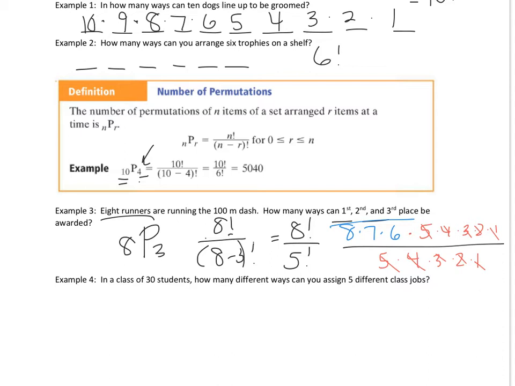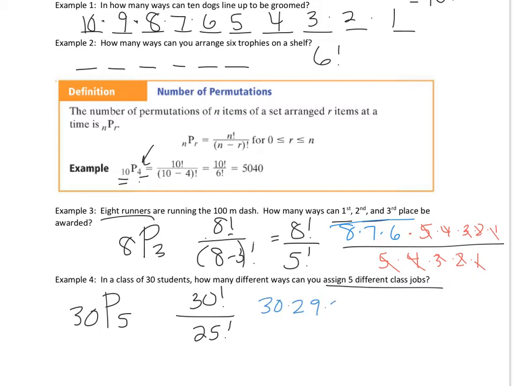And then down here, in a class of 30 students, how many different ways can you assign 5 different class jobs? Because there are different class jobs, the order matters. So it's 30 P 5. So this is going to be 30 factorial over 25 factorial. And then again, this is going to be 30 times 29 times 28 times 27 times 26 times 25, etc. And on the bottom, it's going to be 25 times 24, etc. So it's going to cancel out. So then you're going to be left with 30 times 29 times 28 times 27 times 26. And you can do that in your calculator.